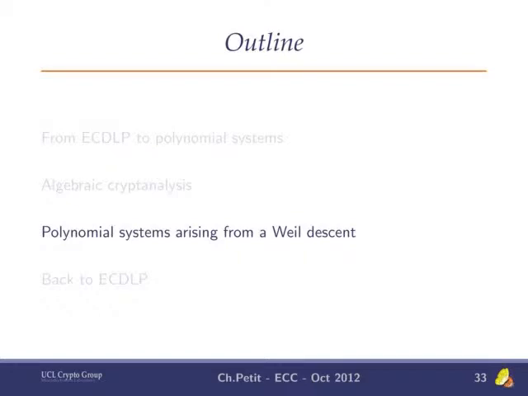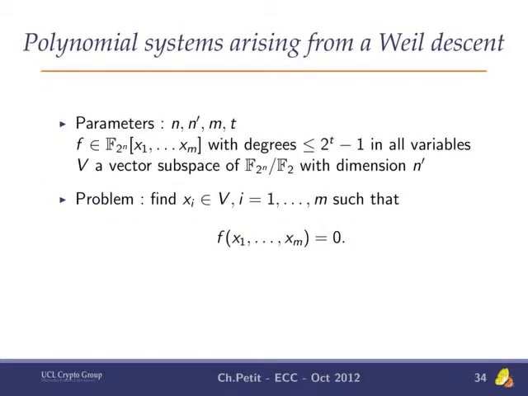Okay, so I'm done with a general background on algebraic analysis. Now I will focus on a special kind of systems that I call polynomial systems arising from a Weil descent. Be careful, there are like 4 parameters, but I will explain them now.